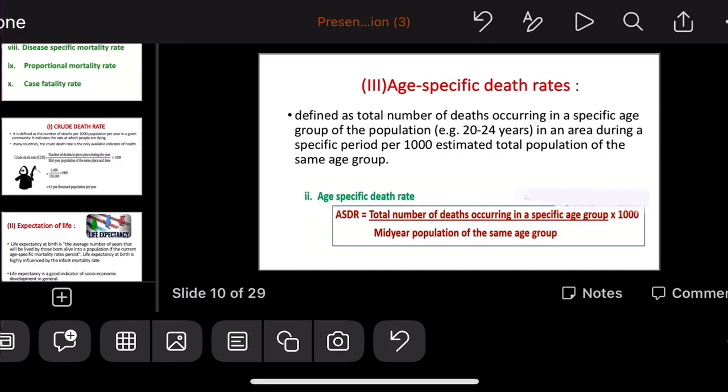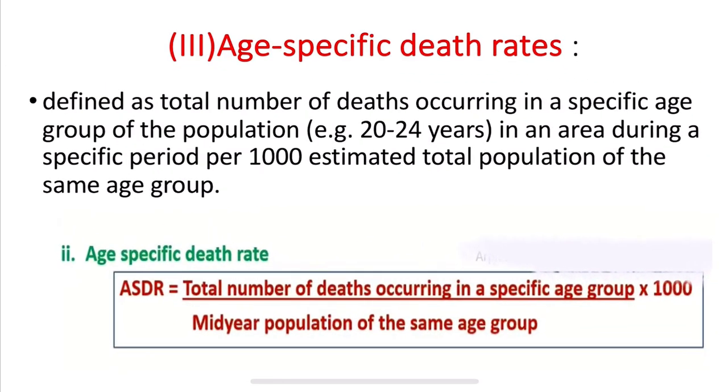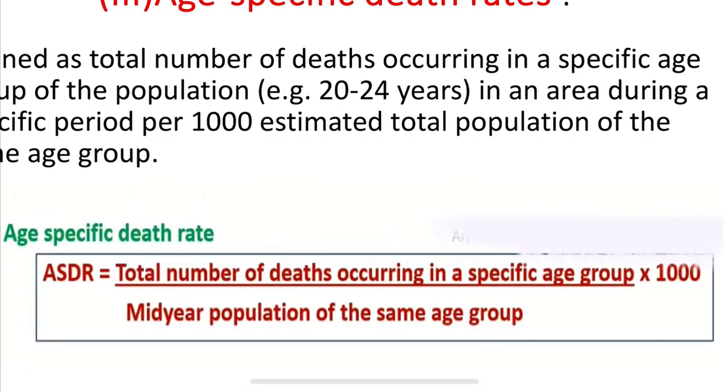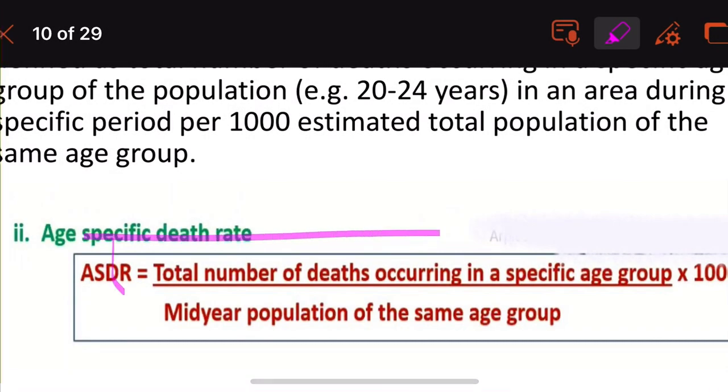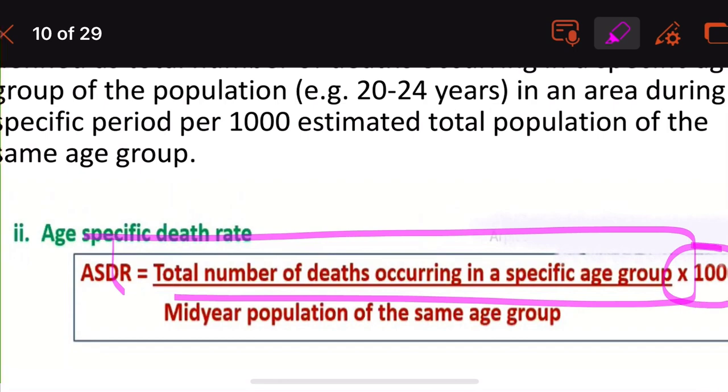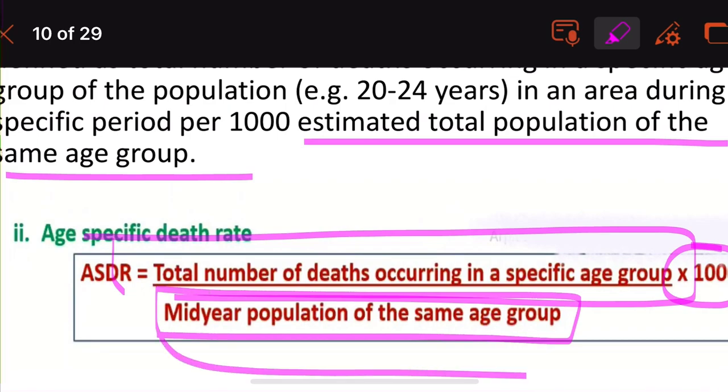So guys, always remember the formula. The formula is very important. Once you know the formula, you just have to put it in the form of words. It is defined as the total number of deaths occurring in a specific age group, for example 20 to 24 years, during a specific period, per 1,000 estimated total population of the same age group. Simple, guys.